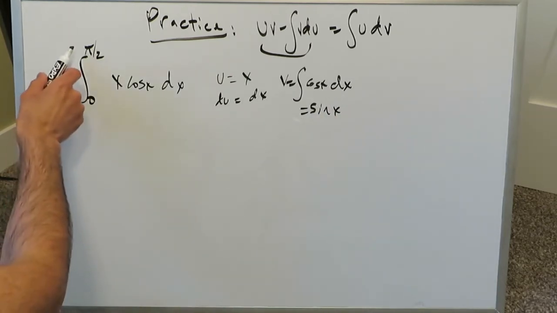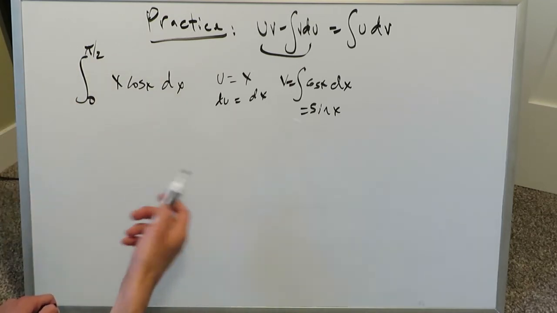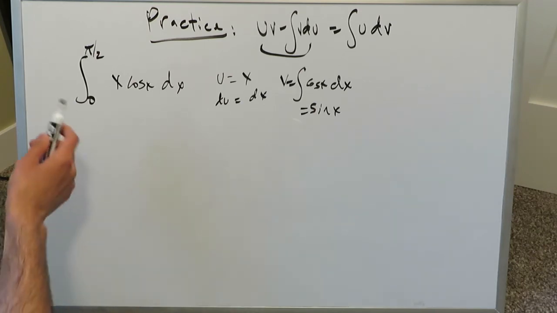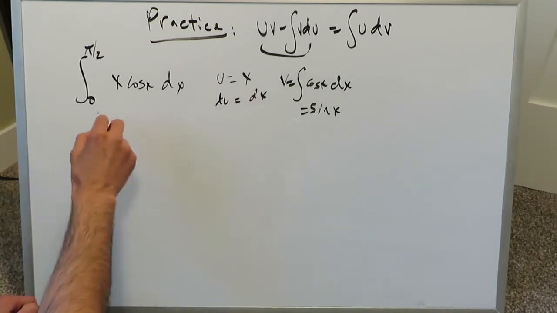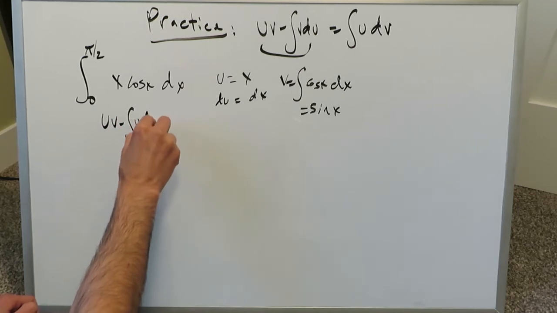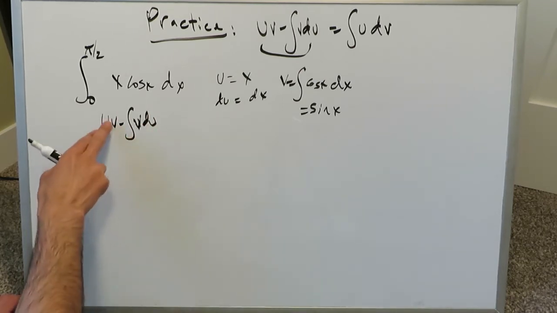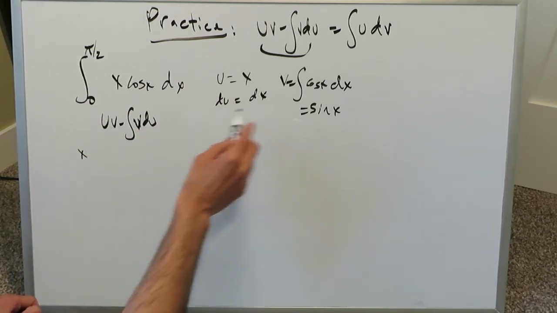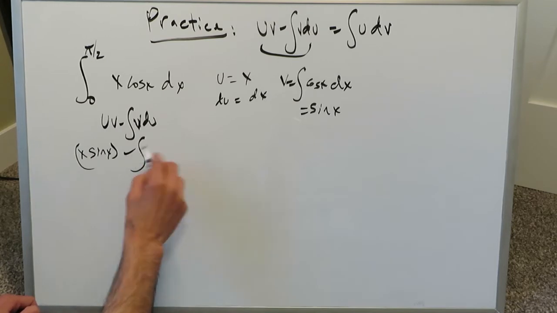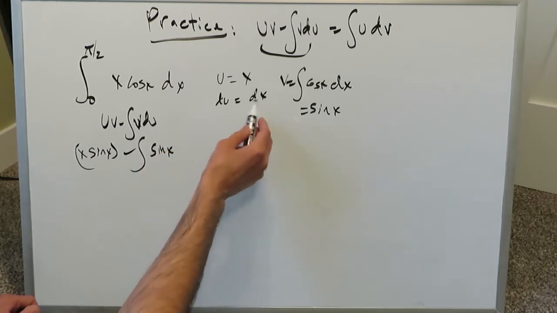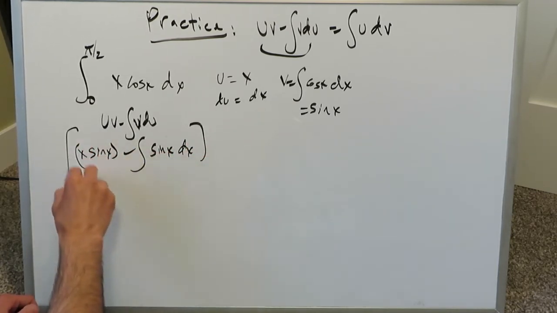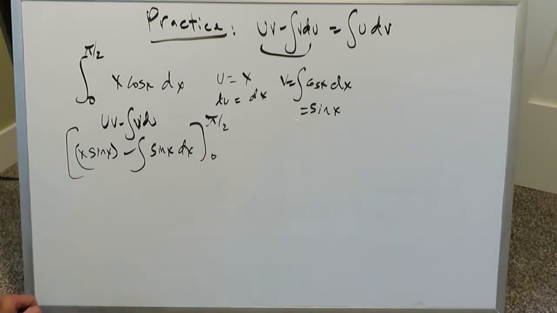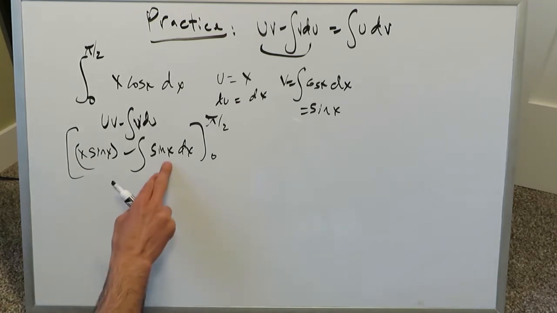A good technique with regards to definite integrals is don't worry about the limits, at least until the end, and proceed as if you didn't really see them to begin with. Put everything in this uv minus integral v du format. Don't confuse the u's with the v's or the v's with the u's. u here is x, v here is sine x, minus the integral of v du, which is sine x dx. You can just put pi over 2 and 0 on the bracket. Generally, you can get away with this little modification, and you can proceed from here. This is very easy to do.